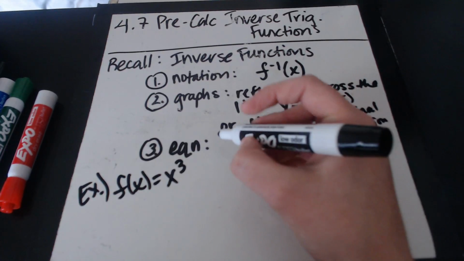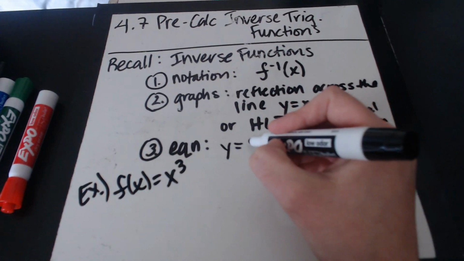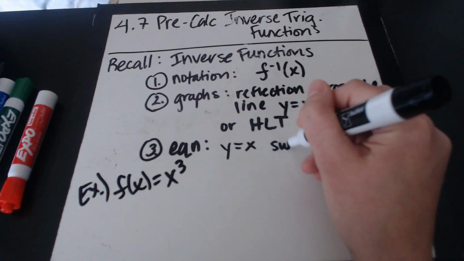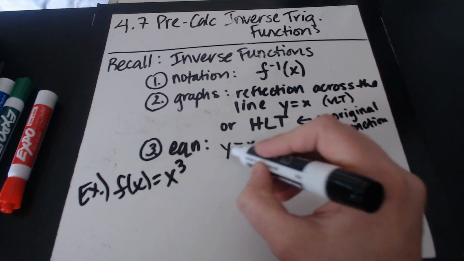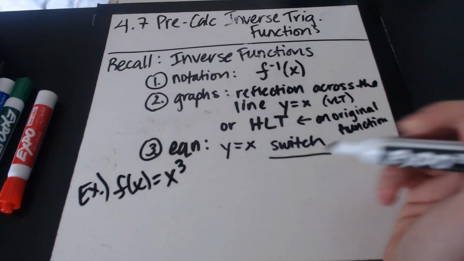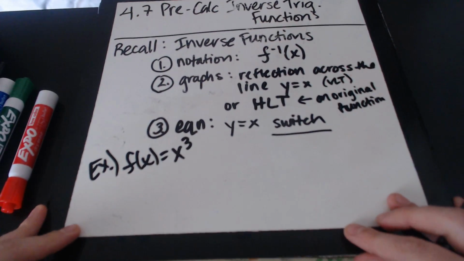Okay, in an equation, y and x are going to switch. Okay, so y is equal to x, and if I switch x and y, then that would help me solve for the inverse equation. Okay, so here's an example, just to refresh your memory.